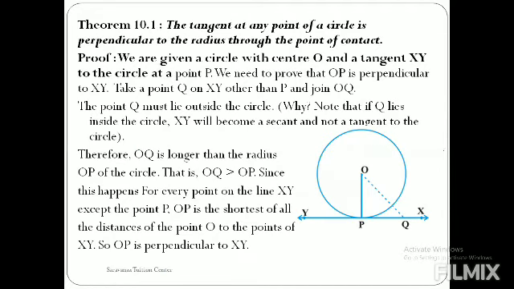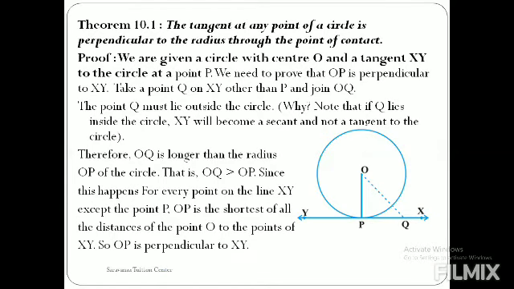Theorem 10.1. They have given that there is a circle, OP is the radius, XY is the tangent, and you need to prove that OP is perpendicular to XY. For that, you need to take a point Q on XY. Note, if XY goes inside the circle, it is then called a secant and not a tangent to a circle.